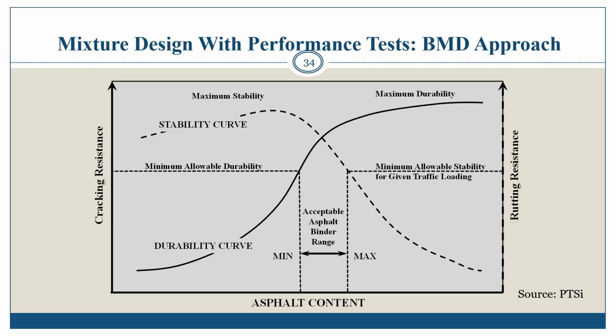So the optimum of balanced mix design is to determine the minimum allowable durability and the minimum allowable stability to give us, for a given traffic load, the range of acceptable binder that we need to provide the performance desired to resist cracking and to resist rutting. So it's the acceptable asphalt content to resist cracking and to resist rutting.